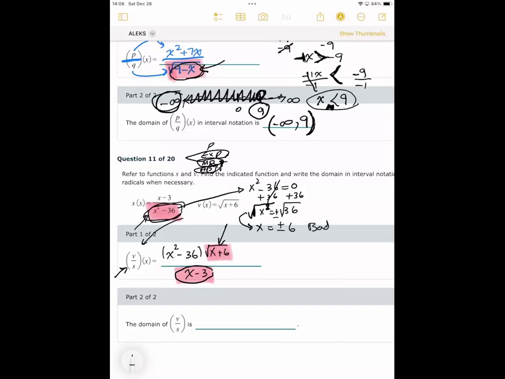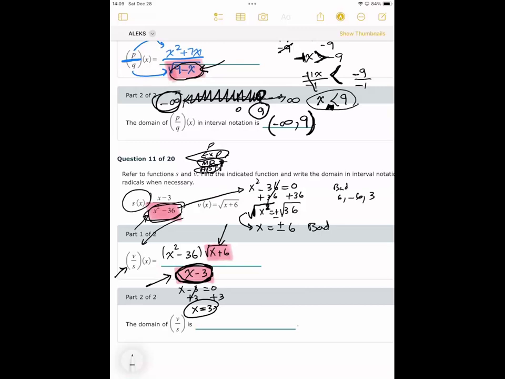These are the bad points. These are bad because they make this function s equal to 0. So 2 bad points here so far. What are the bad points? 6 and negative 6. The final function also has a denominator, x minus 3. We don't want this guy to be 0 either. So how do I find that? I just said x minus 3 equal to 0 and add 3 to both sides. And I get x is positive 3. That's another bad point. 3 is bad, 6 is bad, negative 6 is bad.